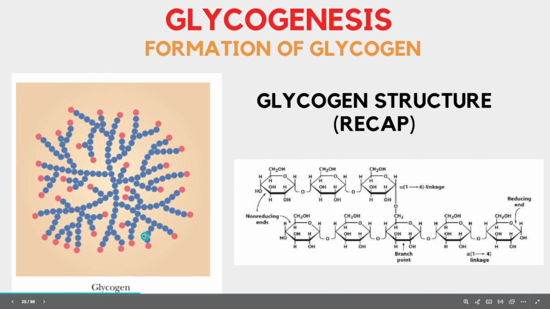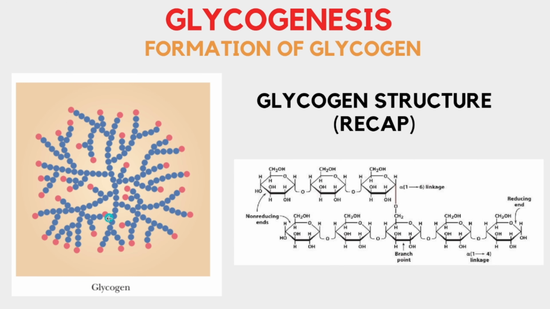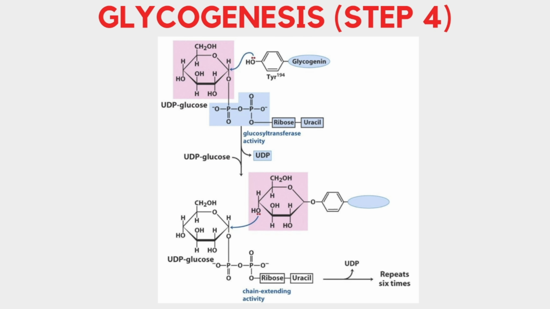You need to form the glycosidic bond through the primer first. You require the primer called glycogenin first. After that, glycogen synthase takes over, so it can form more and more glycosidic bonds. So that's all about the glycogenesis.